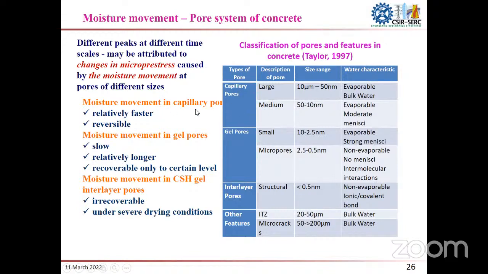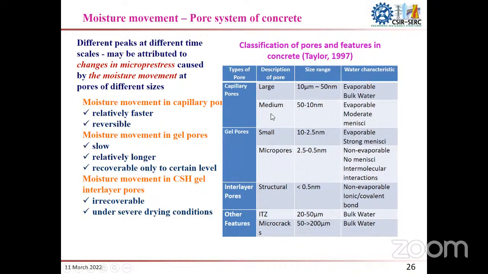In the case of capillary pores, the moisture movement is relatively faster and reversible. In the case of gel pores, it is slow and can be recovered only to a certain extent. And in the case of the interlayer, it happens under severe drying. It is almost irrecoverable. That is contributing to flow creep. So this is the reason.